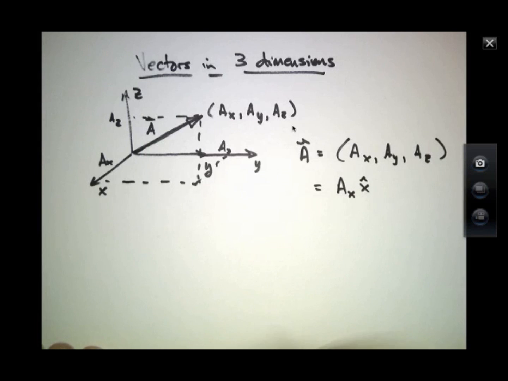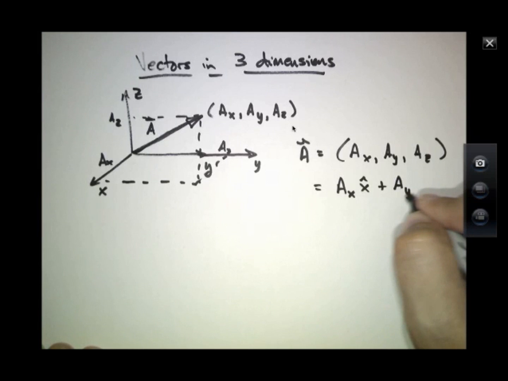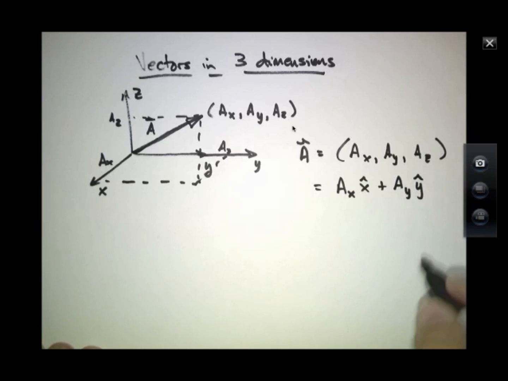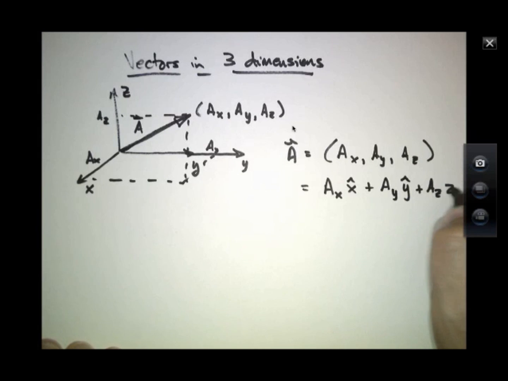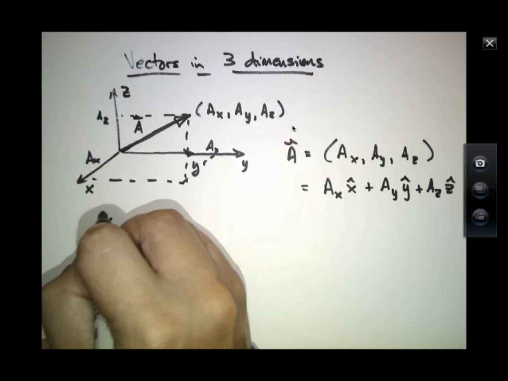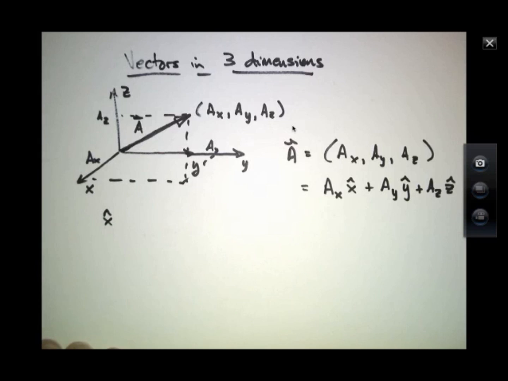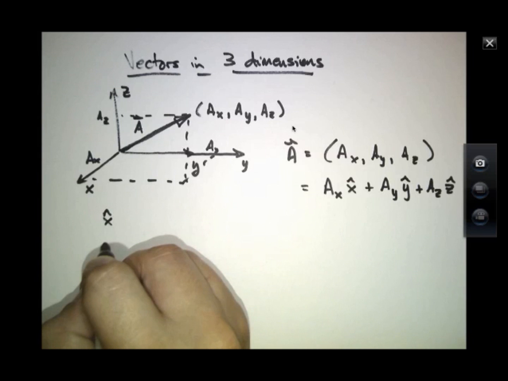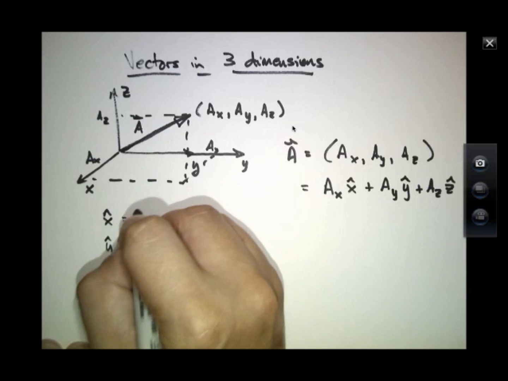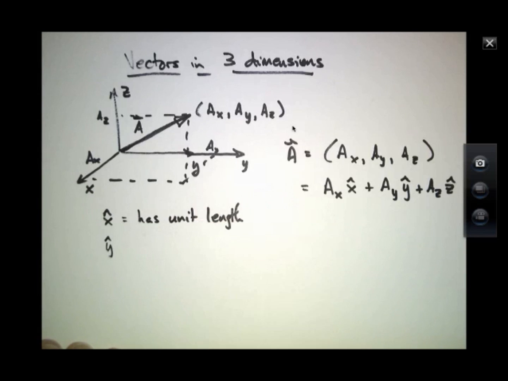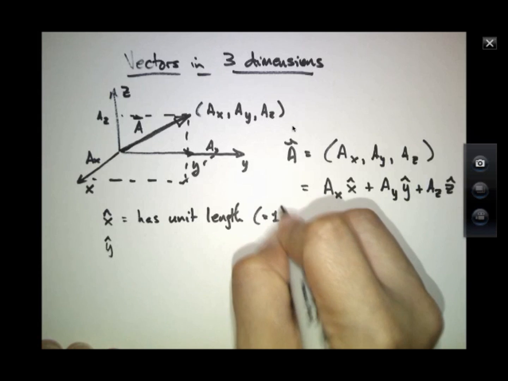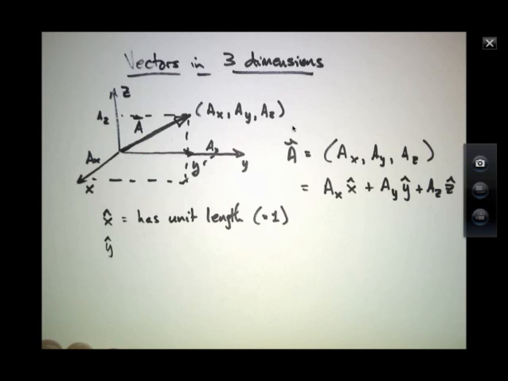plus another scalar A sub y times another unit vector, plus another scalar AZ times another unit vector. These unit vectors we don't write with a little arrow over them, but rather a little hat like this. And each of them is defined as having unit length. In other words, one unit, whatever the units of A are.